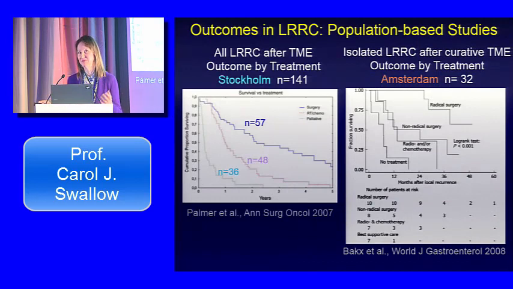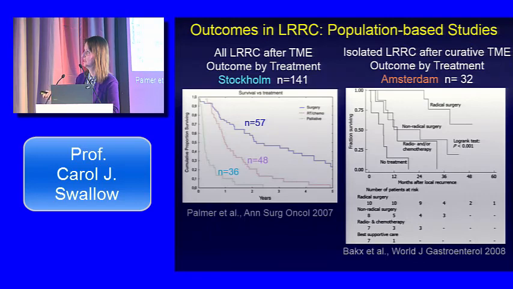Now, the criticism of this sort of series is you've selected your patients very carefully. This is only one institution. Is it applicable elsewhere? So these are population-based experiences in the city of Stockholm and the city of Amsterdam, where all patients who underwent procedures for locally recurrent rectal cancer were accounted for.